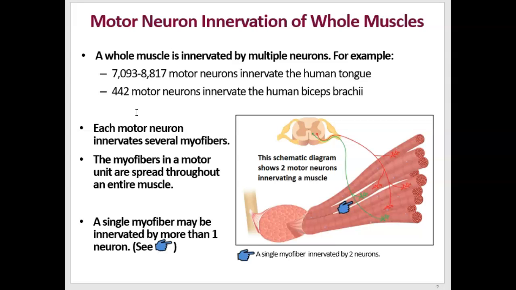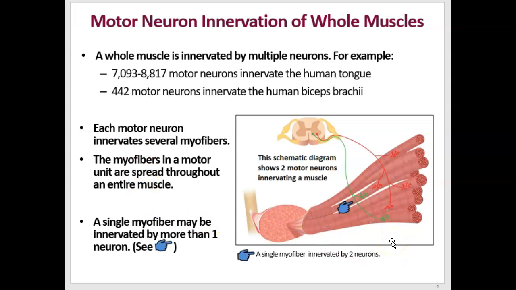A single motor neuron innervates several muscle cells known as myofibers. The myofibers in a motor unit are spread throughout an entire muscle. So what is a motor unit? A motor unit is a motor neuron and all the muscle cells that it innervates.